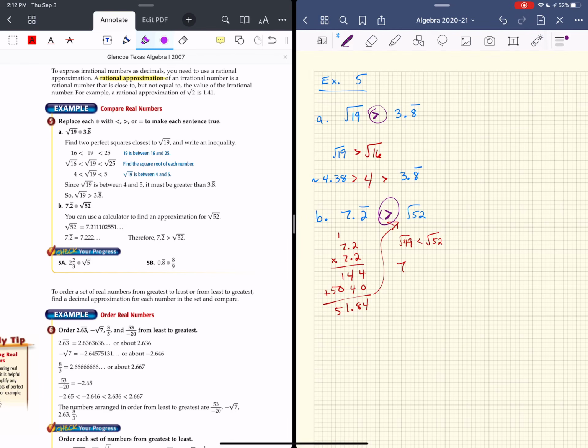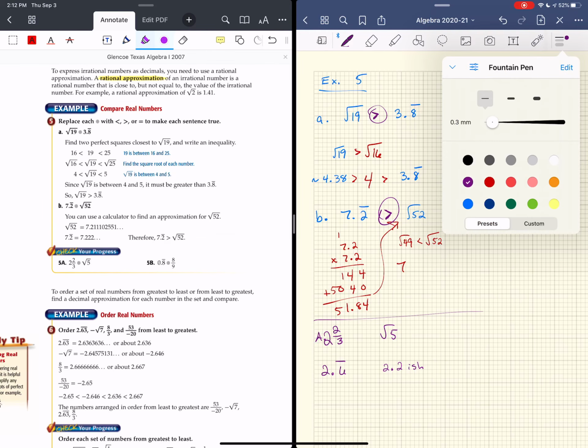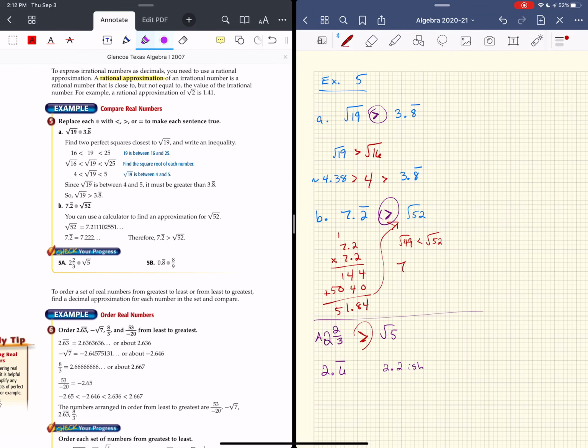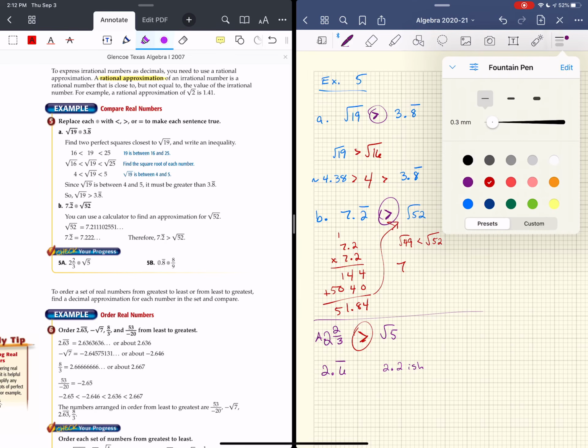And we're back. You've had enough time to pause. So let me quickly give you the answers. 2 2/3. This is Check Your Progress 5A. 2 2/3 is the same thing as 2.6 repeating. The square root of 5, on the other hand, is something like 2.2-ish. And so it should be pretty clear in this case that 2 2/3 is greater there.